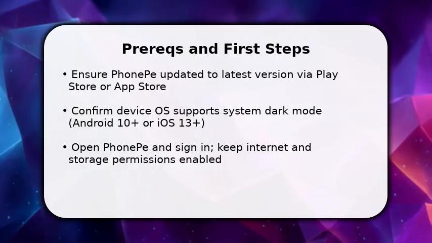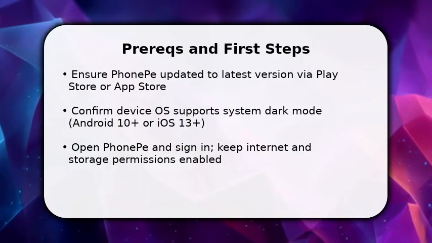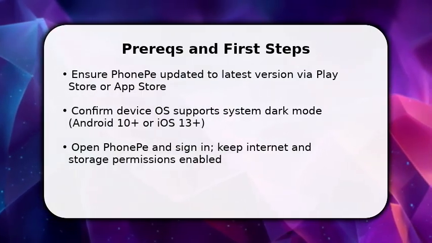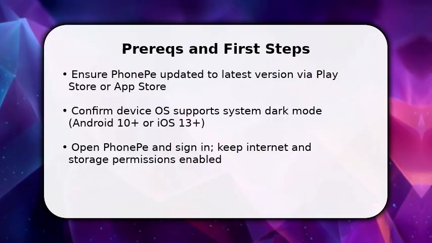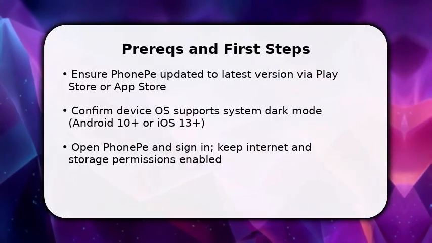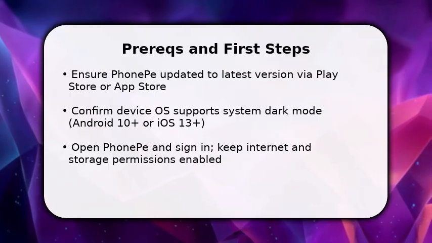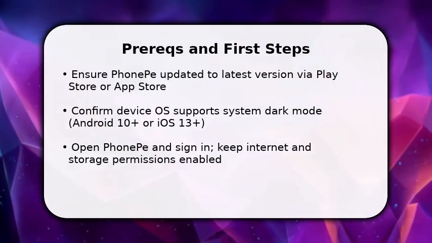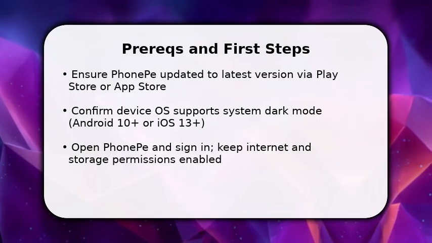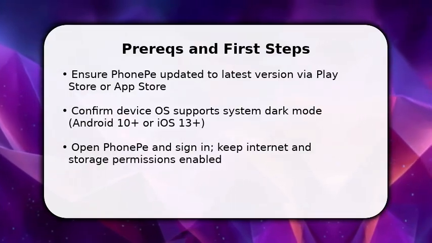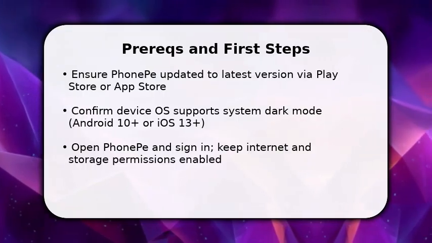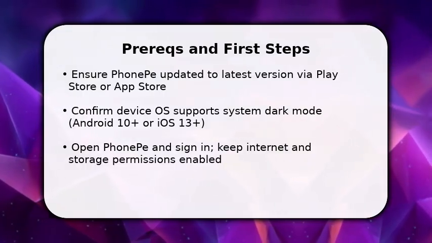You'll begin by verifying essentials. Update Phonepe and confirm your phone supports system dark mode. Once done, open Phonepe and sign in so settings sync correctly. Make sure internet is active and app permissions like storage and display are allowed. This ensures new UI options appear. You don't need to root or change developer options, just have the latest build.